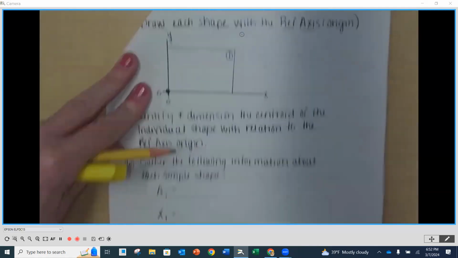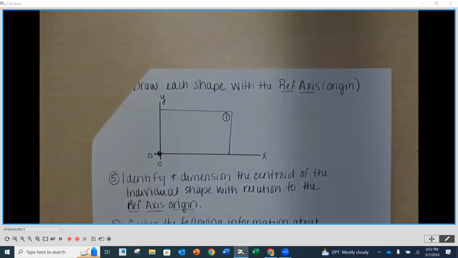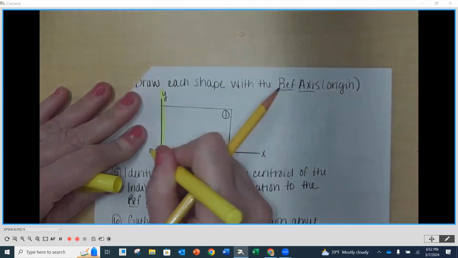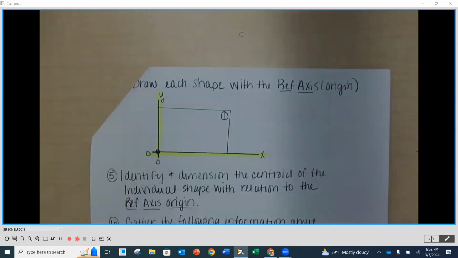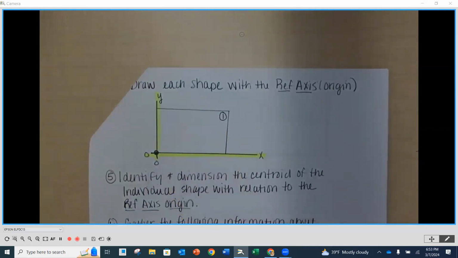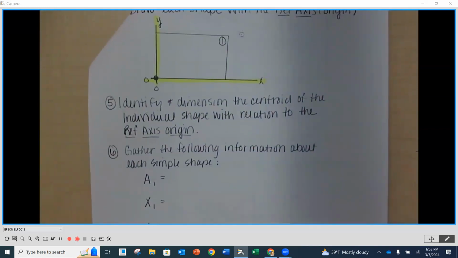The next step, as we turn the page, you're going to notice that it says, now what we're going to do is draw each shape in regard to the reference axis. Shape number 1 is our rectangle. Here is our reference axis, our Y and our X. Now we want to position this shape exactly on the reference axis. You'll notice that this shares the lower left-hand corner with our axis. This is shape number 1. Once we have that drawn, the next thing we're going to do is identify and dimension the centroid of the individual shape.